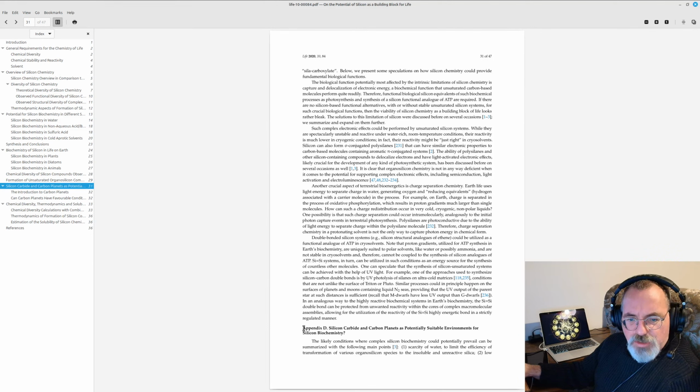Appendix D, silicon carbide and carbon planets as potentially suitable environments for suitable biochemistry. Why have they made that a question? That's not a question.